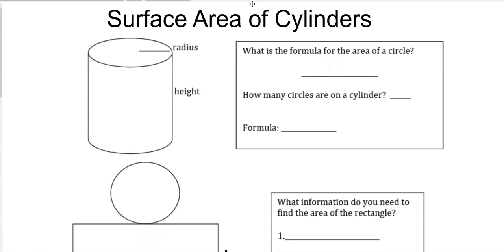In this unit, we've been learning about surface area and volume, and we've learned about both of those concepts for rectangular prisms, and we've also learned about volume of cylinders. In this lesson, we're going to look at the surface area of cylinders. One of the things that we used to find the surface area of a rectangular prism was a net. So we're going to do the same thing with a cylinder.